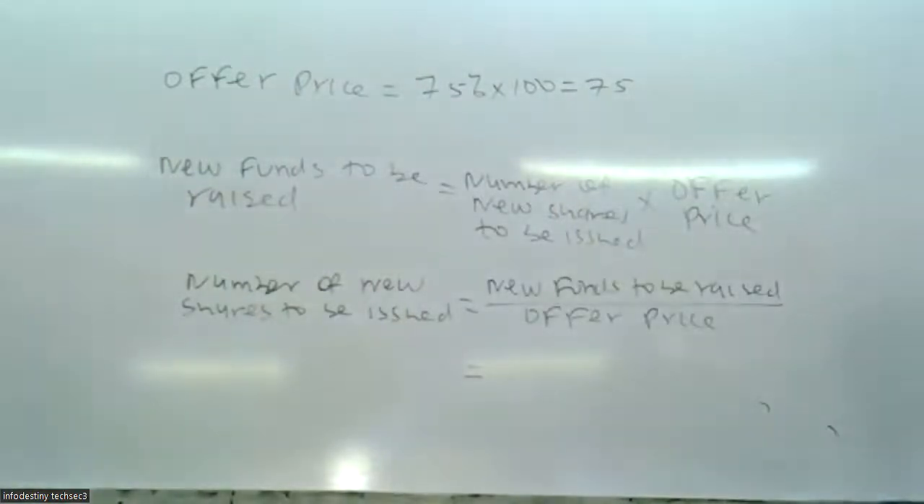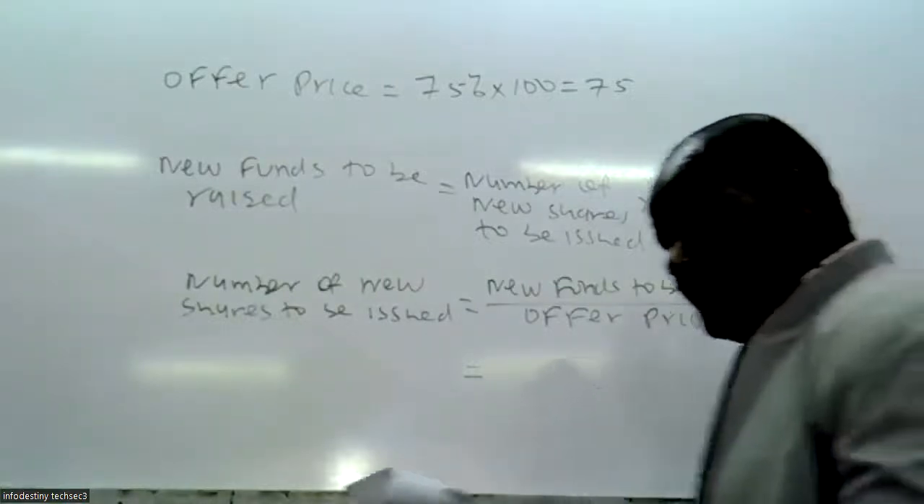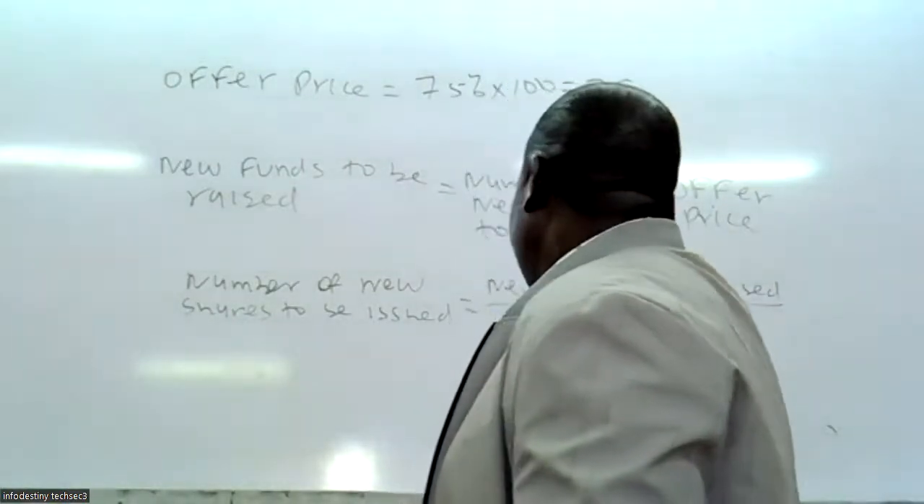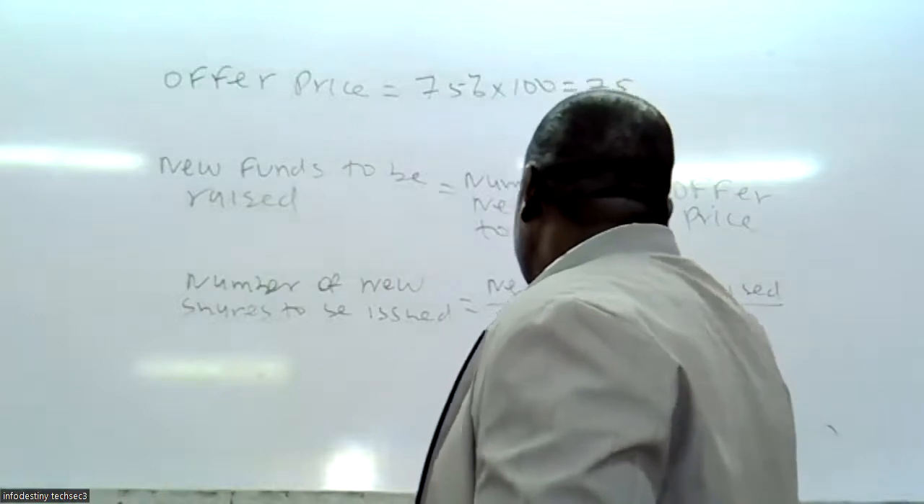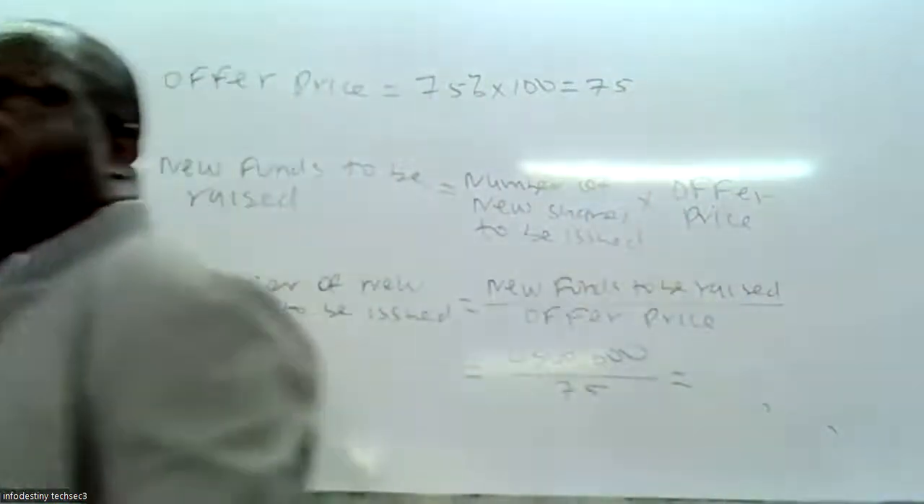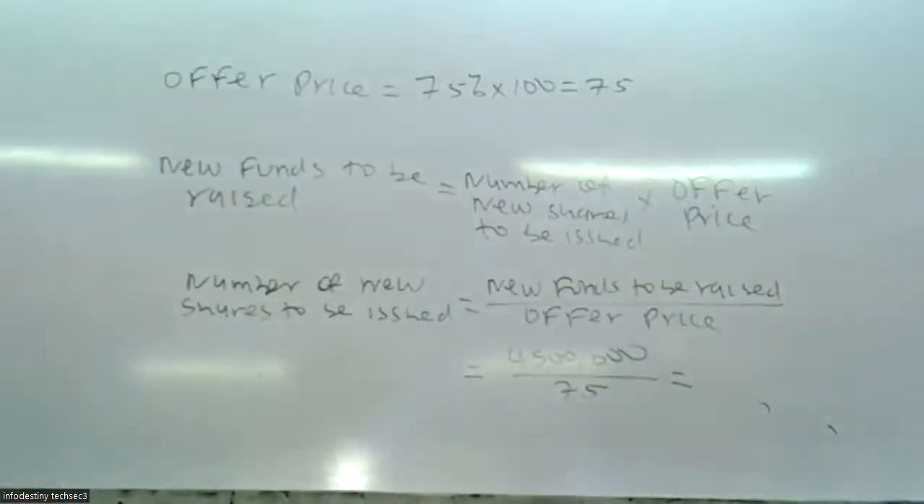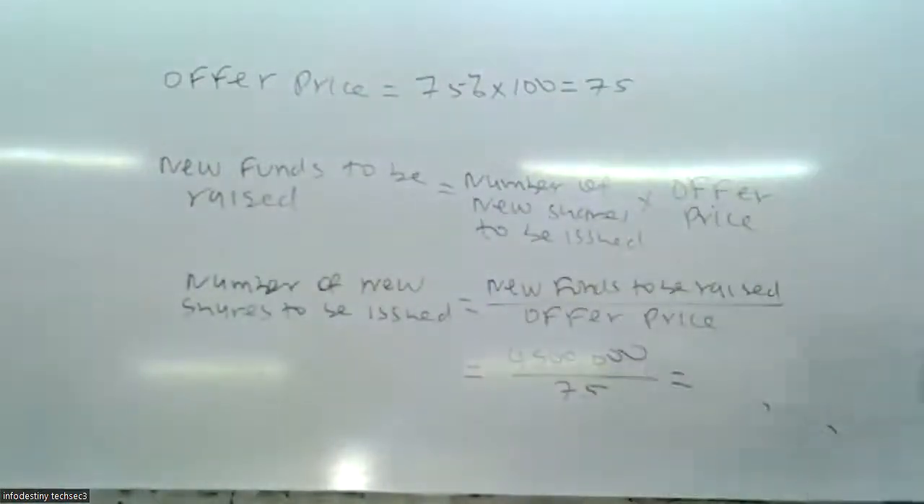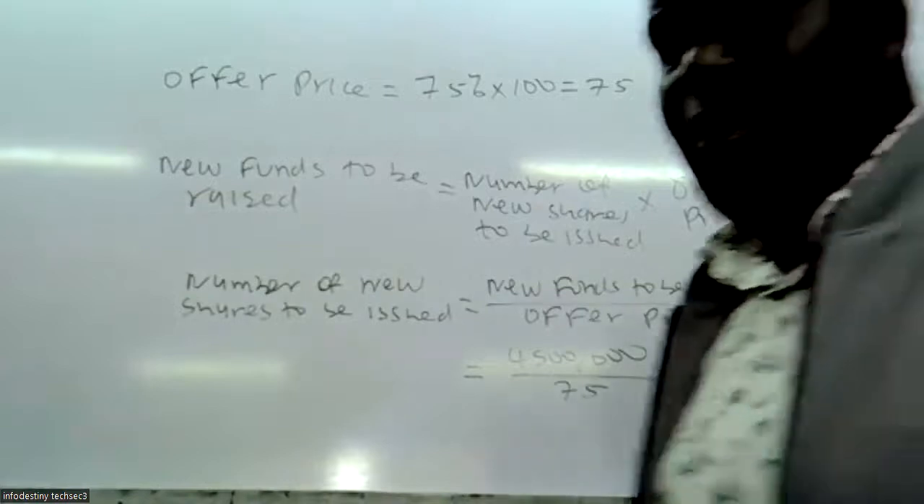So we simply take the new funds to be raised. That project was requiring 4 point what? So they were requiring 4.5 million. The offer price we got was 75 shillings. So that should give you the number of the shares to be issued to raise the required capital, because they have already given you the amount. So how many shares should they issue? 60,000. Yeah, so that's now our Roman letter 1.